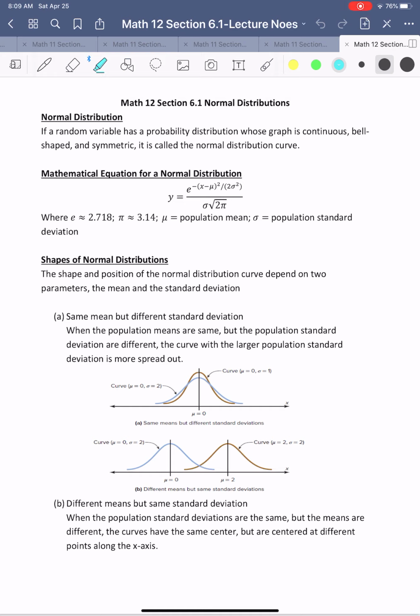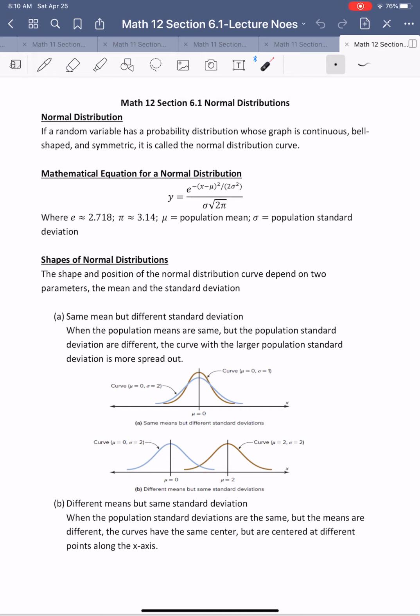The mathematical equation for the normal distribution uses these formulas, where e approximates 2.718, pi is about 3.14, mu is the population mean, and sigma is the population standard deviation, to compute this.